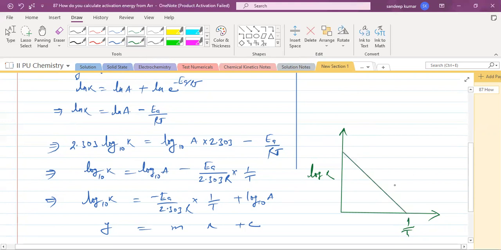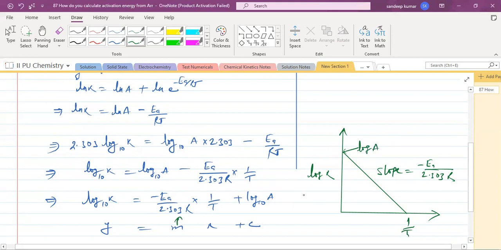This is the graph, and what is the slope? You can see this is the slope: minus Ea upon 2.303 R. Slope is equal to minus Ea upon 2.303 R. This is the intercept, that is log A. This point is log A. So this is the graph.